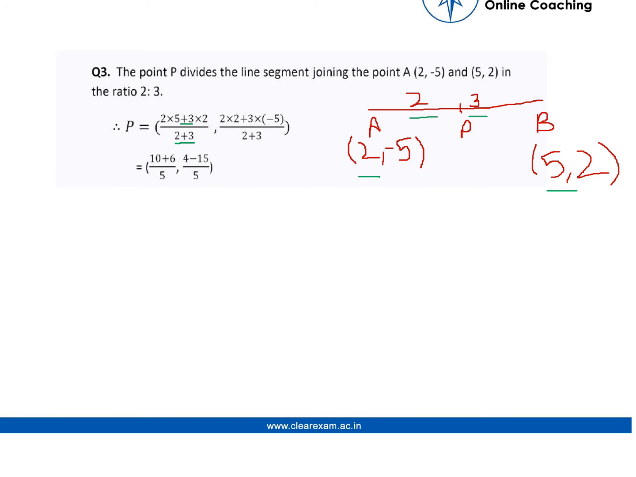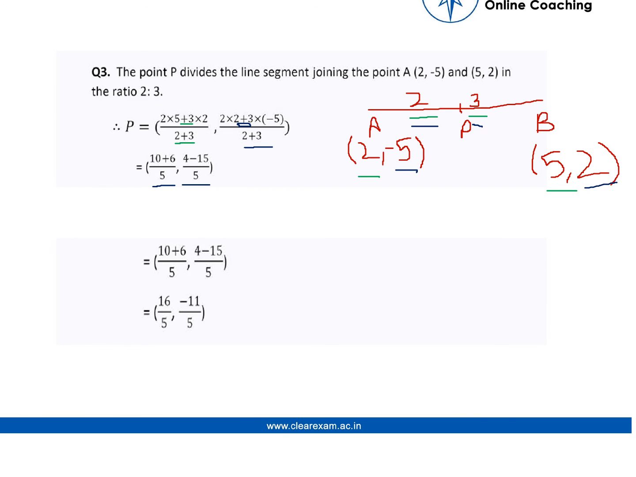Similarly for the y coordinate, I will be multiplying 2 with B's y coordinate 2 and I will be multiplying 3 with A's y coordinate -5. Then I will be taking their sum and then dividing it by the sum of the ratios, that is 2 plus 3. So both can be further simplified as (10 plus 6) upon 5 and (4 minus 15) upon 5.